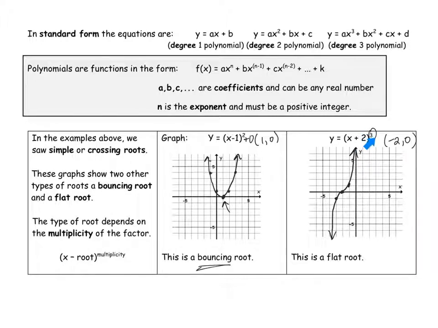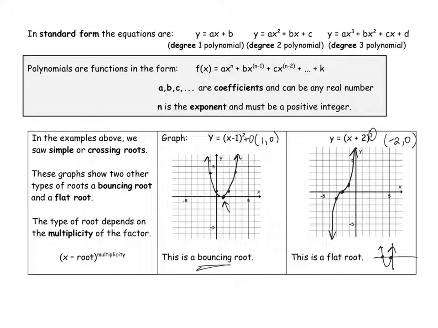When we have odd multiplicity that's not 1, we end up with a flat root or a wiggle root or a point of inflection at the x-intercept. The ones that we had, the previous one, where we just had a parabola where it's crossing, those are just simple roots where it's only crossing through there.